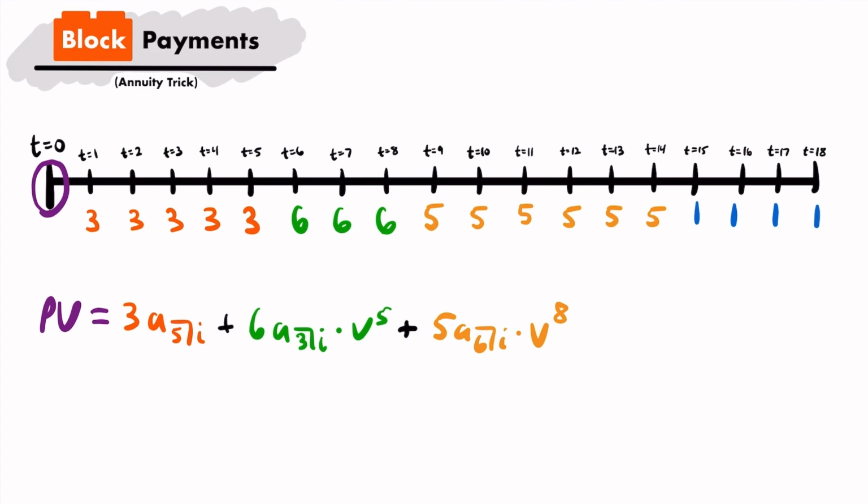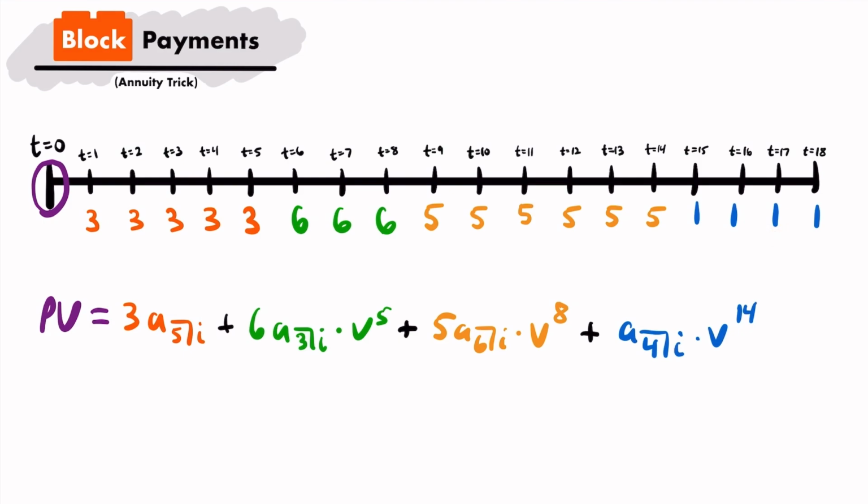Now, finally, let's move on to our last set of payments. We have 4 payments of $1. To calculate their present value, we would have 1 multiplied by the annuity notation, but anything times 1 is just itself. So we're just going to have a4 bracket i. But that values those 4 payments at time 14, which is 1 period before the first payment. So we need to bring that value back 14 periods by multiplying by a present value factor to the power of 14. And this right here is how you would calculate the present value of all of these payments.